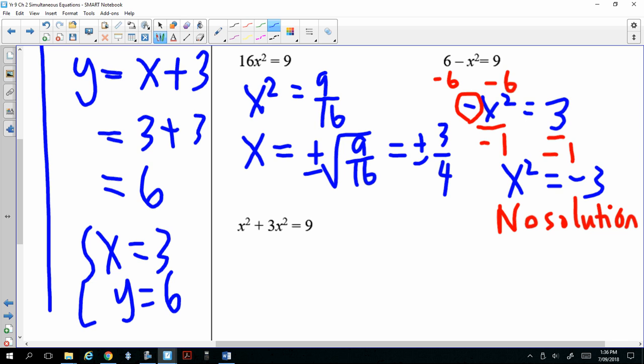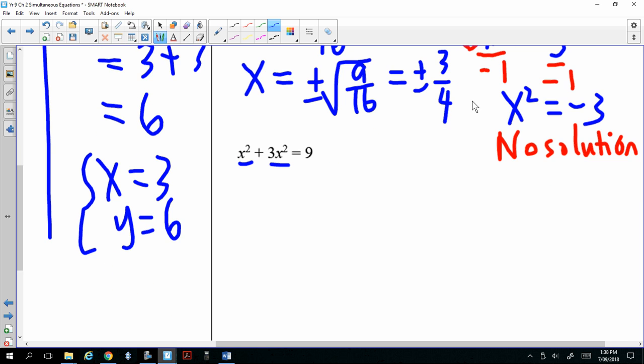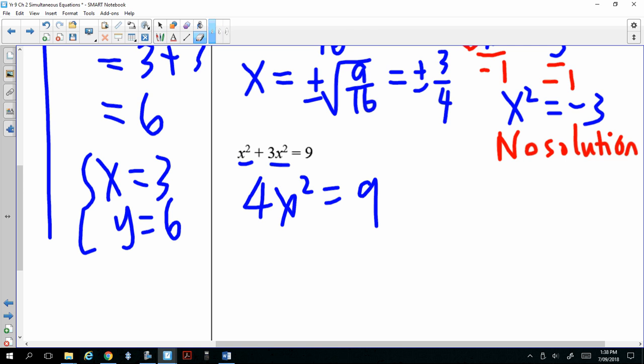Next one, x squared plus 3x squared. From the first step, Matthew. x squared, 3x squared, and if you add them, what do you get? 4x squared. Very nice. Fabiana, next step. Yes, good.